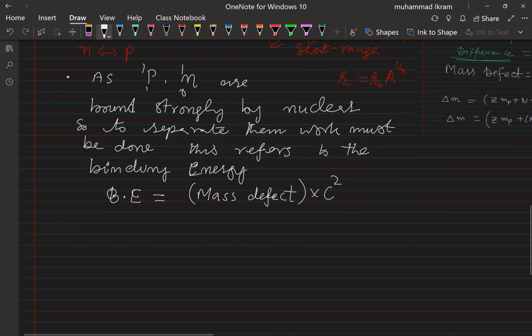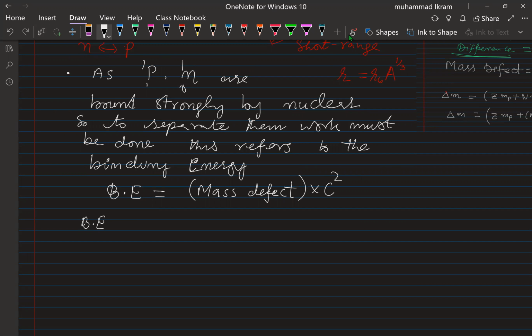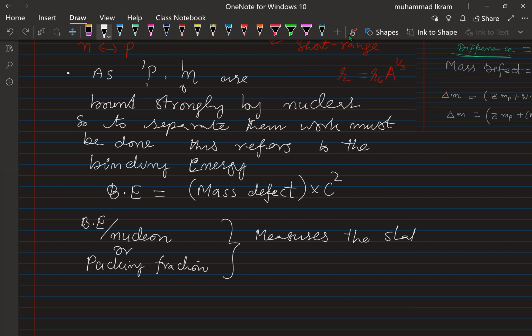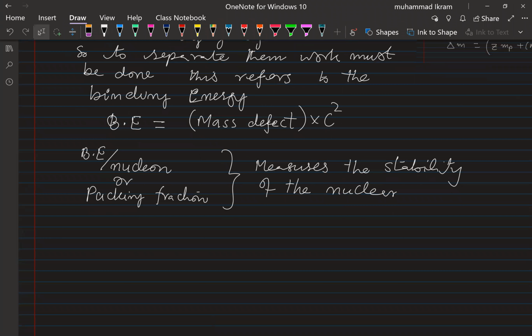And there is another term which we call the binding energy per nucleon, the amount of energy required when you separate one nucleon. That is also extremely important. Sometimes we call this the packing fraction. It measures the stability of the nucleus. The greater this binding energy, the greater the stability. So greater packing fraction means more stability, right? I will explain this to you from the graph of the binding energy also, and you will see it now.